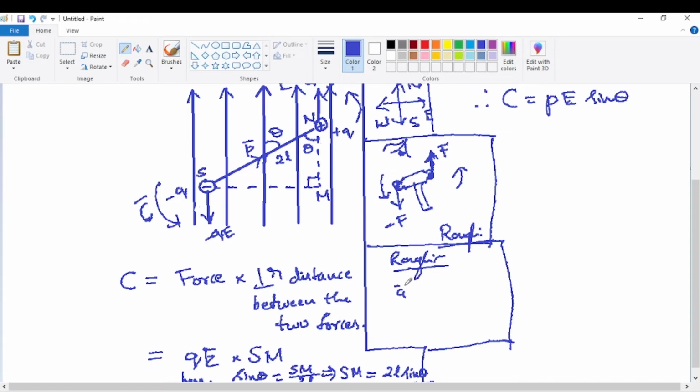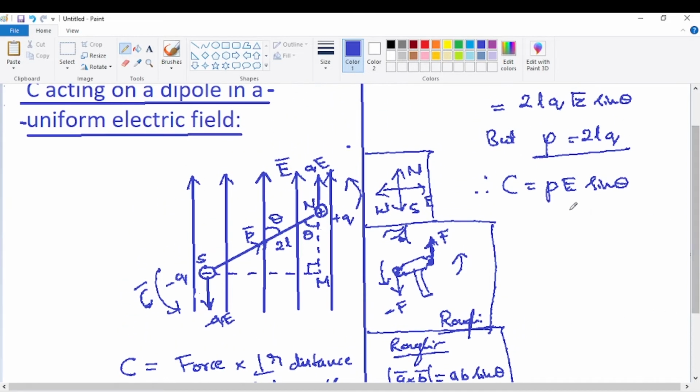So what is the cross product of two vectors? The cross product of two vectors is a vector whose magnitude is equal to what? The magnitude of a vector is denoted as what? Modulus. It's a vector whose magnitude is equal to the product of the magnitudes of the two vectors and the sine of the angle theta between them. So P sin theta really is the magnitude of the cross product of two vectors P bar and E bar. So the magnitude of the moment of couple is really nothing but equal to the magnitude of the cross product of two vectors P bar and E bar.